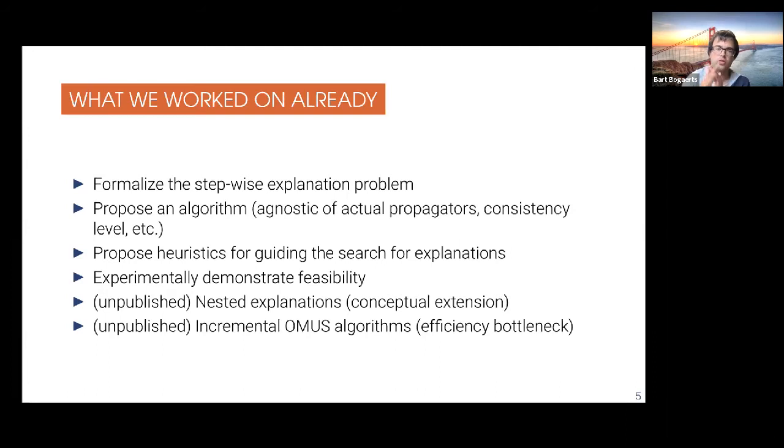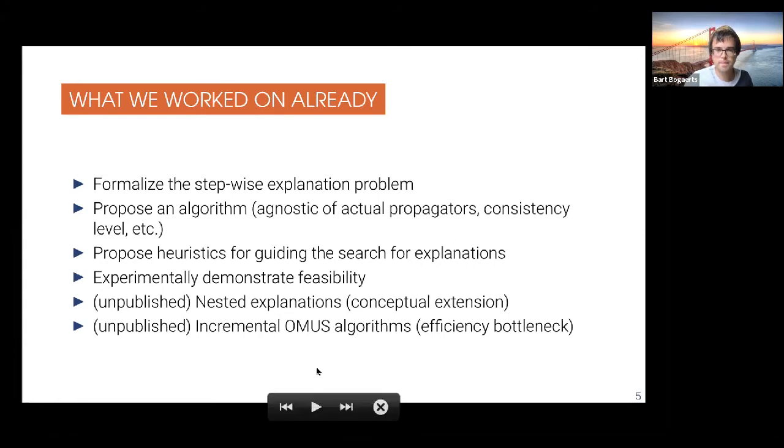And we had some experiments. And what I had on top of that now in the current presentation is a notion of nested explanations. This is a conceptual extension where the idea is to explain on two different levels of abstraction, or possibly even more than two. And what I will also talk a little bit about is incremental algorithms for searching unsatisfiable cores. But I'll come to that later.